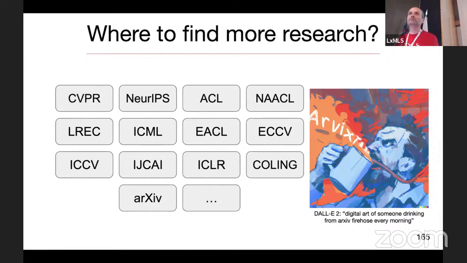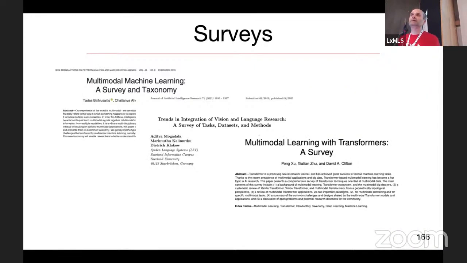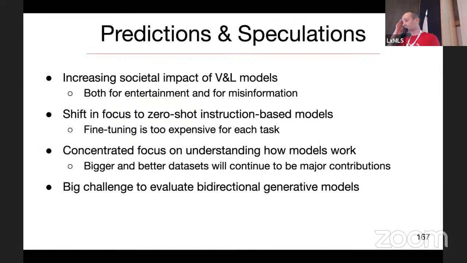I haven't presented every paper because there's a limited amount of time, and I already ran out of time as it is. There are surveys you can read if you'd like a different perspective on some of the core issues in this area. And I'll finish with some predictions and speculations. I think that we'll see an increasing societal impact of vision and language models, both for entertainment and misinformation. I think that we'll see a shift in focus from fine-tuning to zero-shot instruction-based models. Models like InstructBLIP or ViperGPT are in this direction, and I think we'll only see more of this happening.